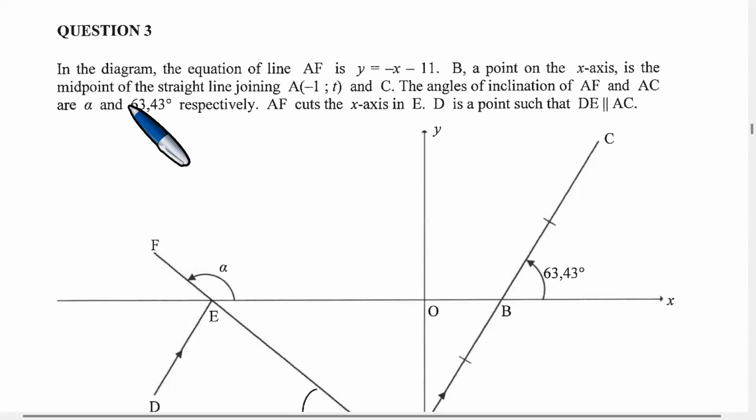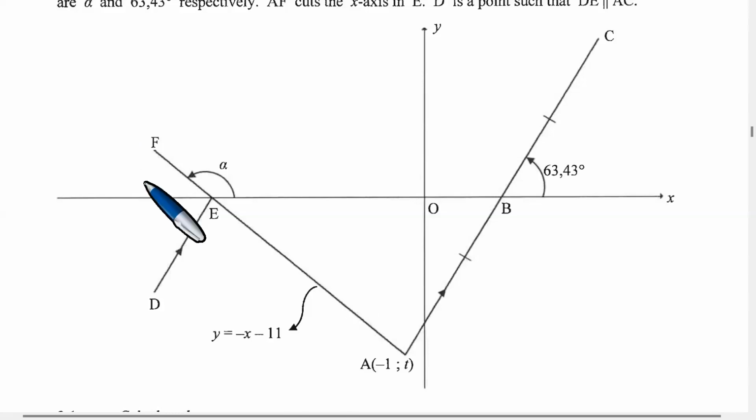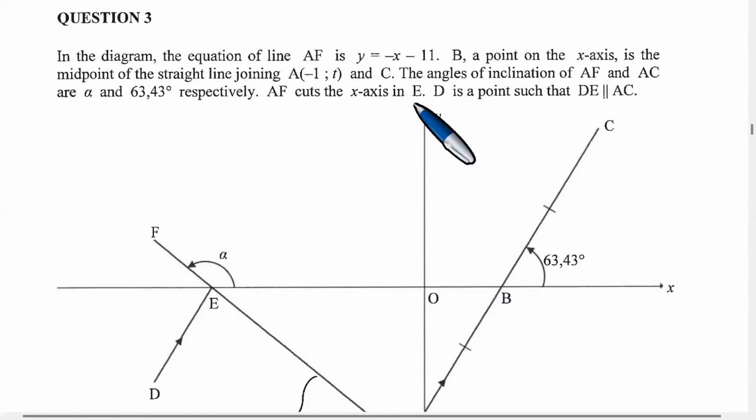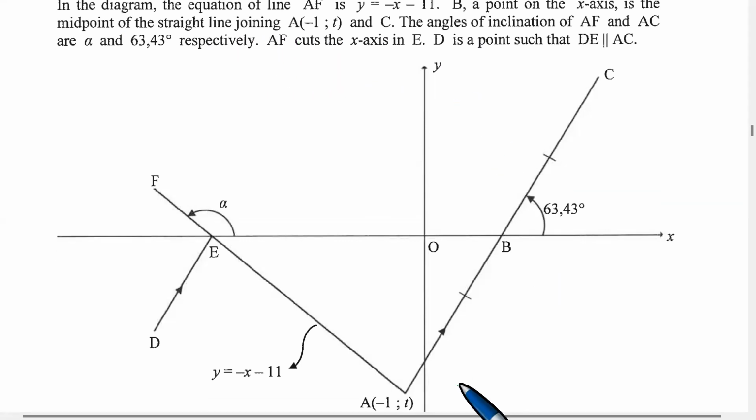But now we are looking at question 3 in the diagram. The equation of line AF is given. So you have line AF. Here is A, and obviously we have F here. And the equation of the line is y = -x - 11. There it is. B is the point on the x-axis. Here is B. B is the midpoint of the straight line joining A and C. So B becomes the midpoint of the straight line joining A and C.